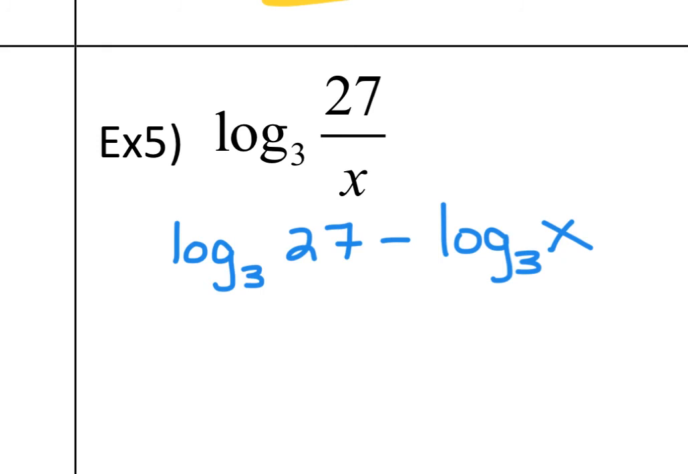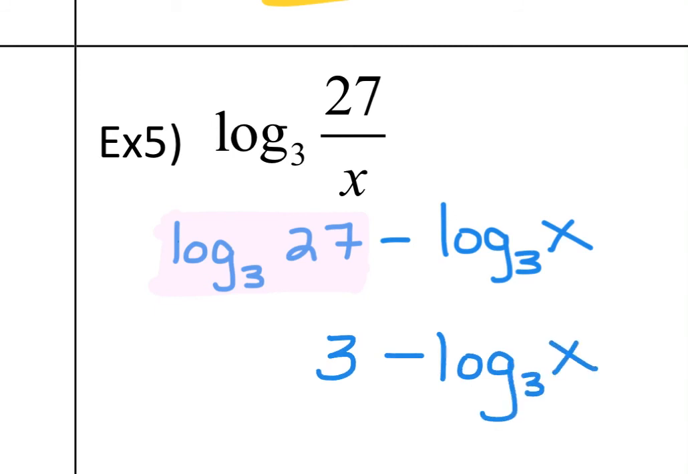But the next thing that I want you to do is ask yourself if you see some part of this problem that could be simplified further. And there should be something poking at your head that says, oh, 3 and 27 have a relationship that is related to exponents and logarithms. So if you were to isolate just log base 3 of 27, you hopefully know that that is equal to 3. And so your answer to this whole problem is 3 minus log base 3 of x.